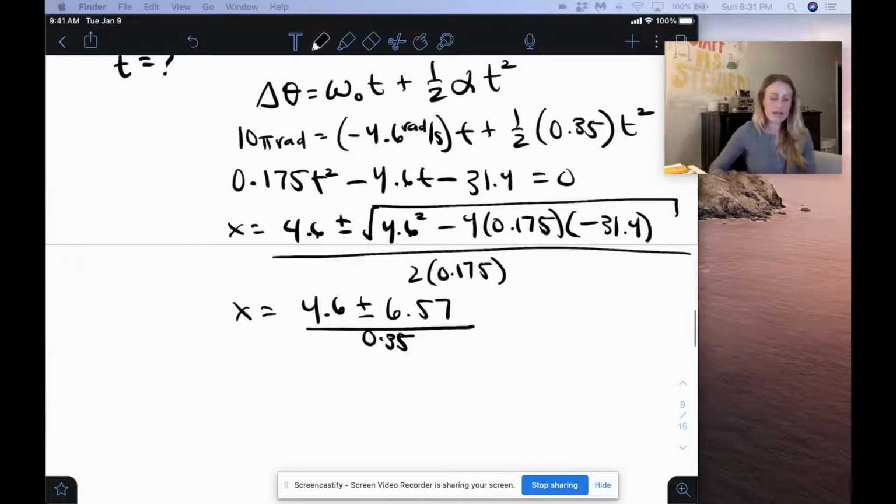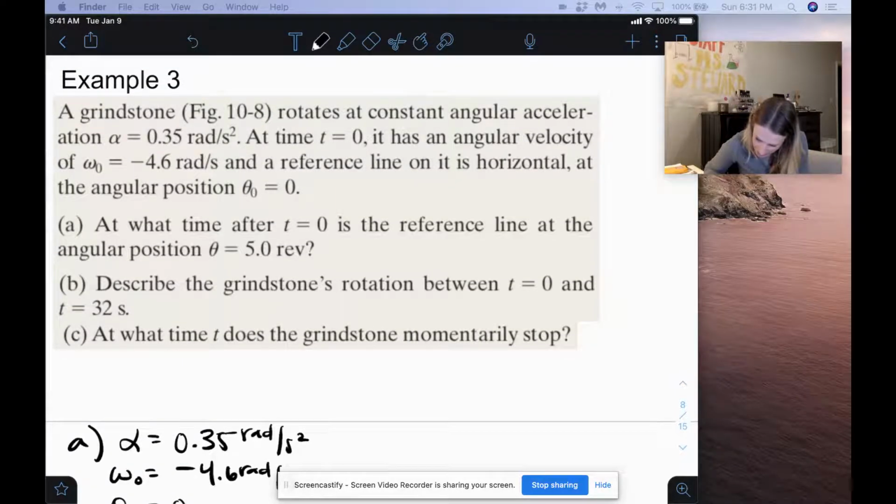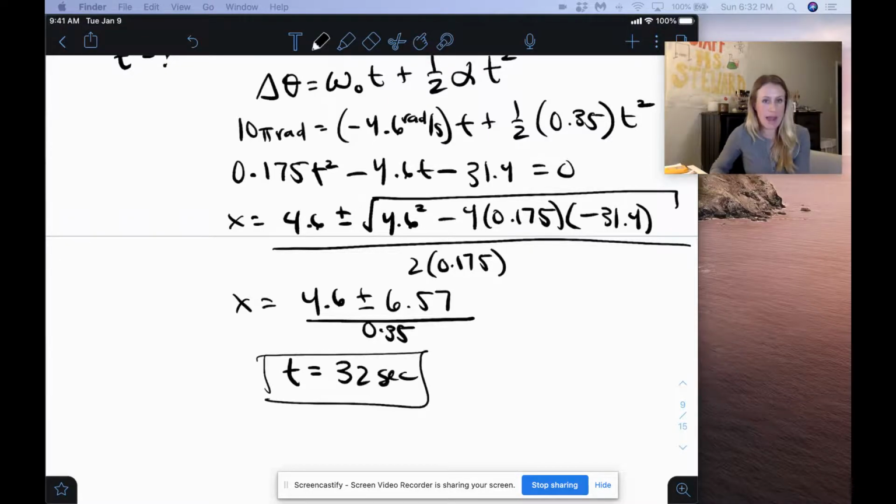Here they specifically say that we want to find at what time after t equals 0, which means that we want a positive time. If we subtract 6.57 from 4.6, we'll get a negative time, so we only are going to add. So 4.6 plus 6.57 divided by 0.35, we end up getting time equal to about 32 seconds. So that is our answer for letter A.